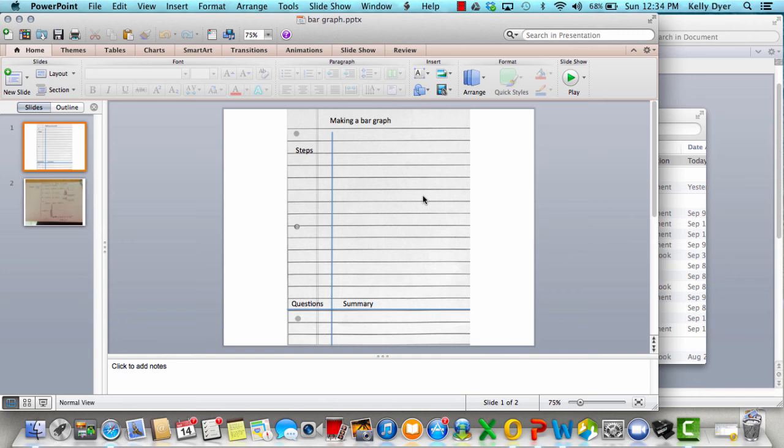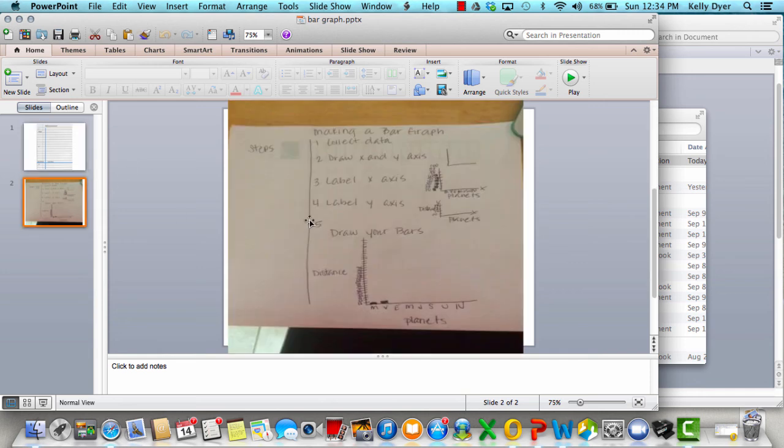Okay, so what your notes should actually look like, and I just did this really quick, and I didn't have notebook paper, so yours can be on notebook paper, and you still will have your questions down here. If you have questions, if you don't understand something, write your question down here in your question area so that we can discuss it first thing when we get into class in the morning. And then we will also do a summary together.